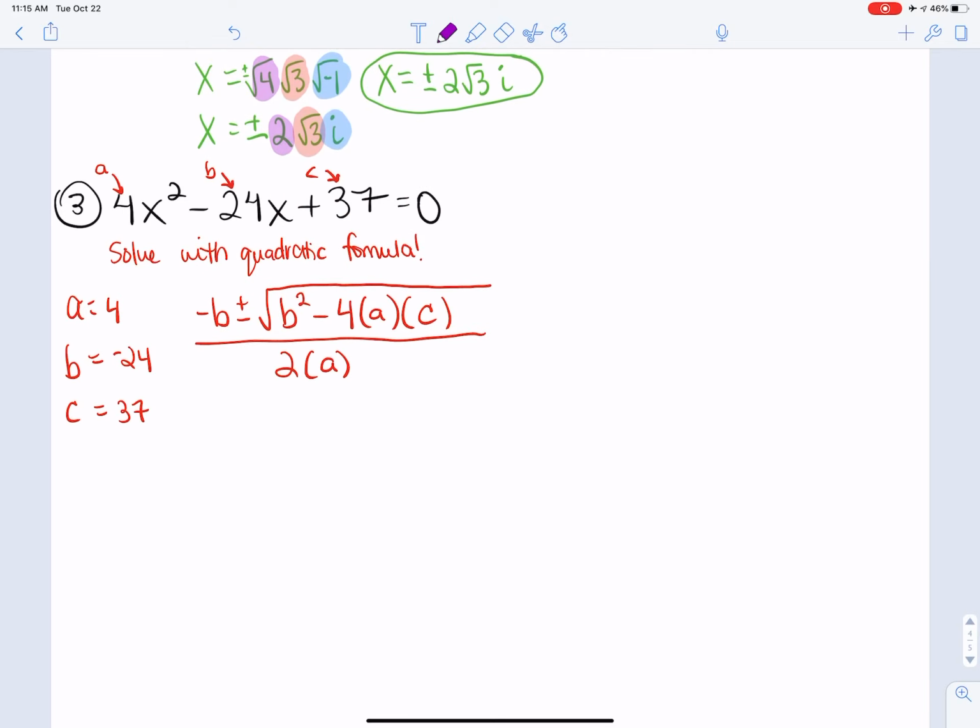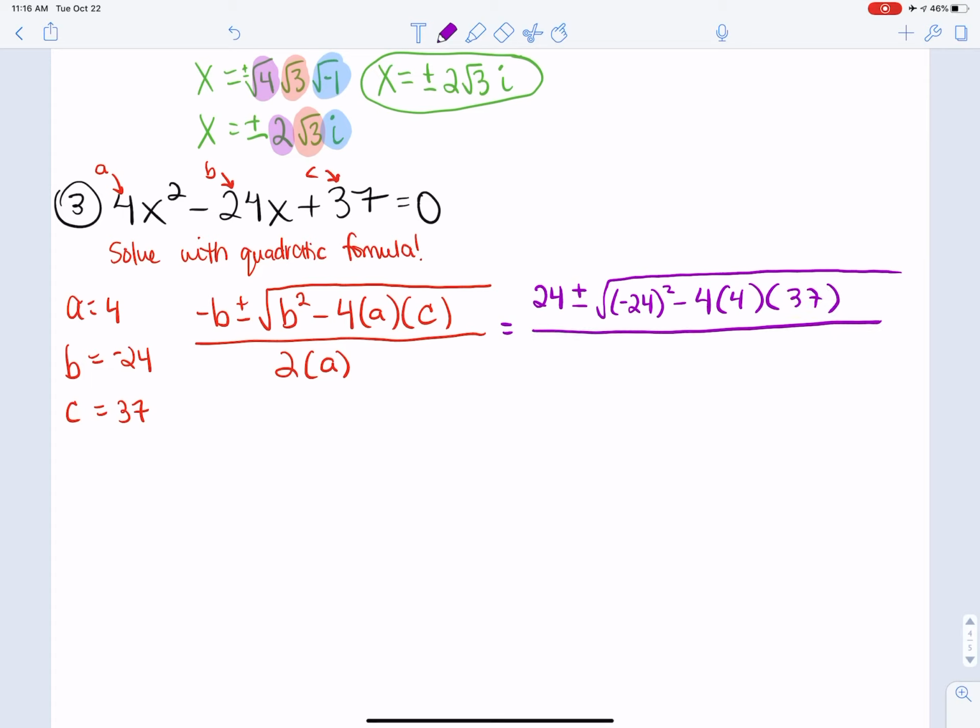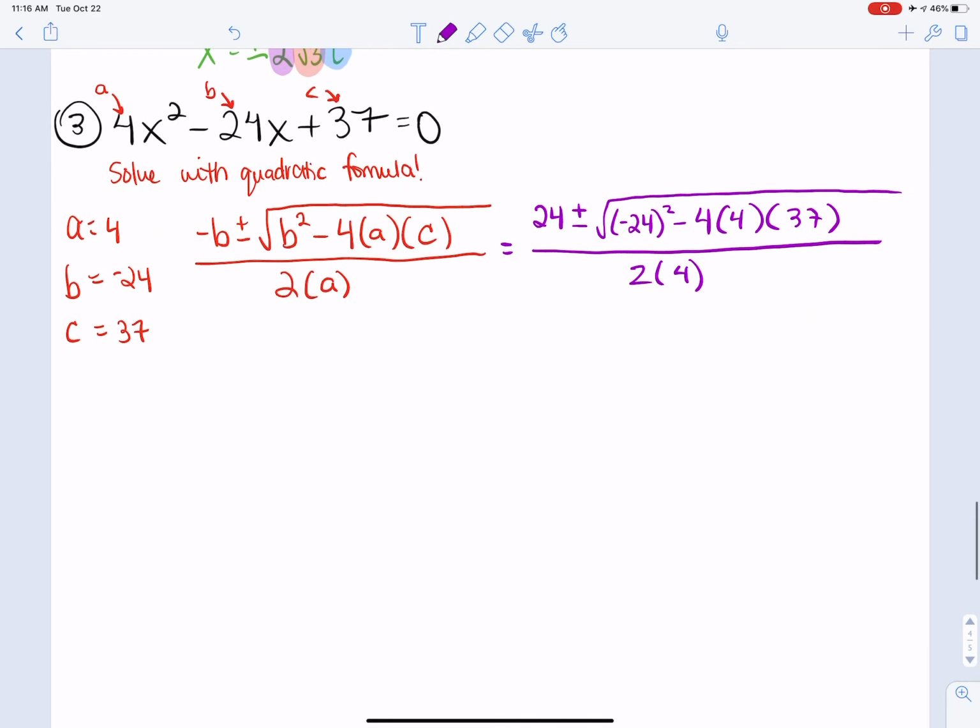Anyways, hope you enjoyed that. Now let's fill these in. So we want the opposite of b, and so the opposite of b is positive 24 plus or minus square root, make that thing kind of long. Okay, square root of b squared, which is negative 24 squared, minus 4a, which is 4, c, which is 37, all over 2a. And now we solve it.